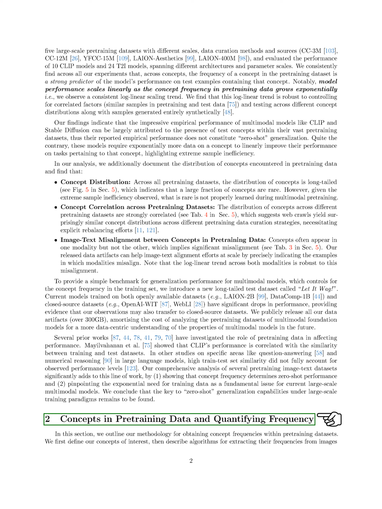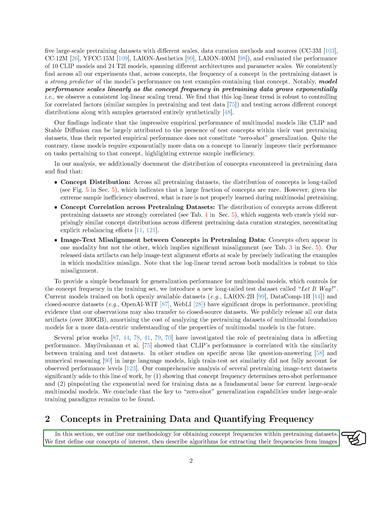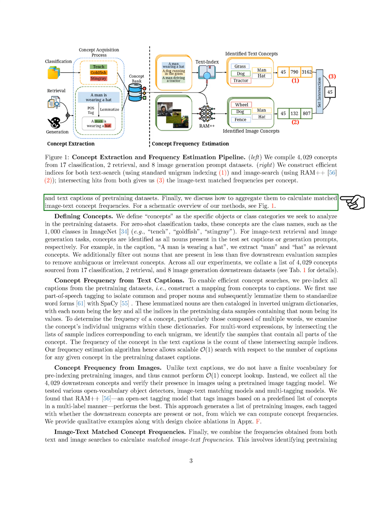Section: Concepts in Pre-training Data and Quantifying Frequency. In this section, we outline our methodology for obtaining concept frequencies within pre-training datasets. We first define the concepts we are interested in and then explain how we extract their frequencies from images and text captions in the pre-training datasets. Finally, we discuss how we combine these frequencies to calculate matched image-text concept frequencies. To get an overview of our methods, you can refer to the figure labeled Freq Method Overview.